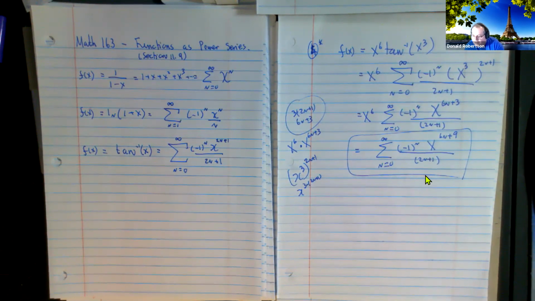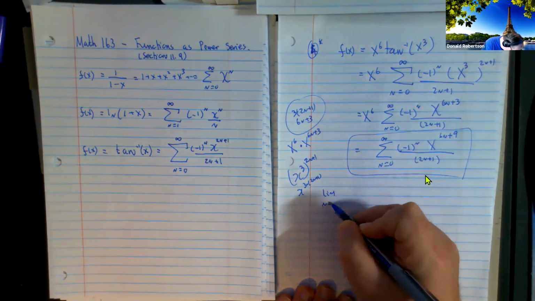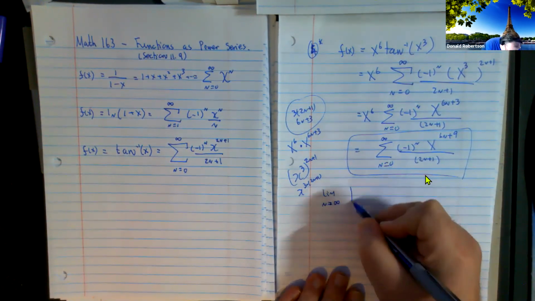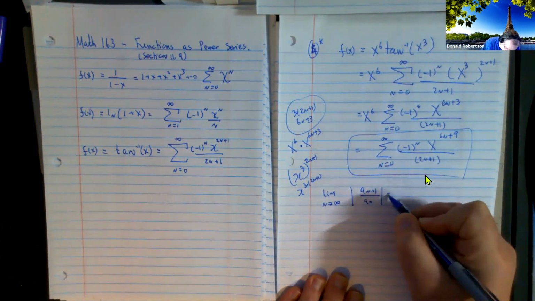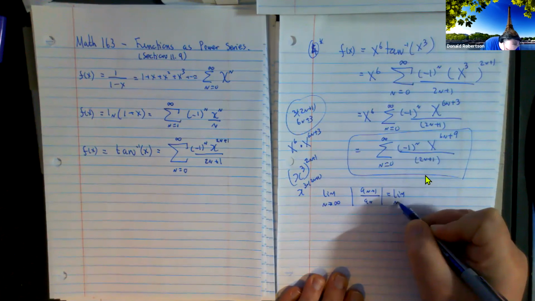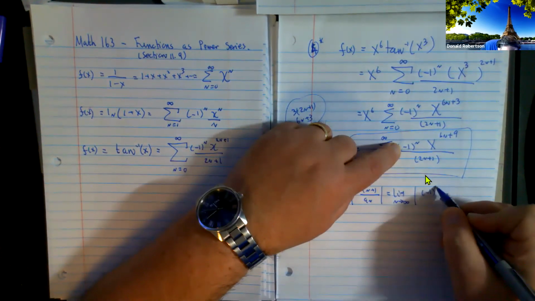Agreed? We got a power series. Now we're going to find the radius of convergence. So we do the limit as n tends to infinity. This will be our last one for today. a_(n+1) over a_n. It's going to be the limit as n tends to infinity of negative n plus 1.